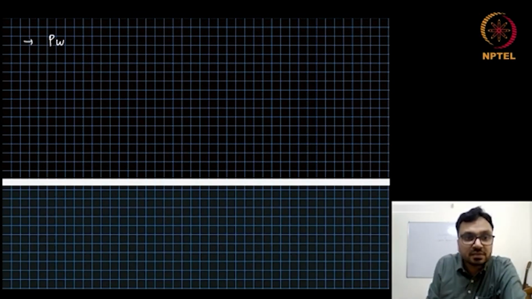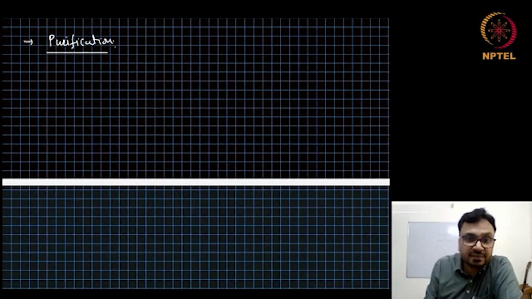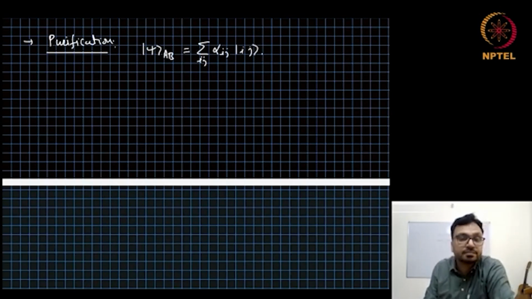Next, we will discuss something called purification. For that, let us say we have a state psi of 2 qubits, A and B. It's a pure state psi of 2 qubits, and let us decompose it as a sum of alpha_ij |i>|j>.